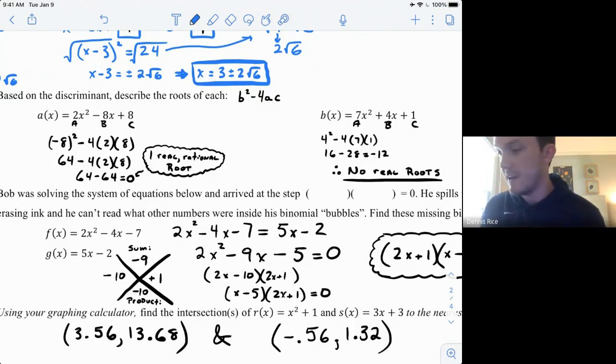For b of x, I get a negative. Now, what would that mean now that we know the quad formula? That means we would get a negative under the radical. So this is our imaginary case. This one has no real answers. It doesn't actually hit the x-axis. It has imaginary stuff, but no real roots.